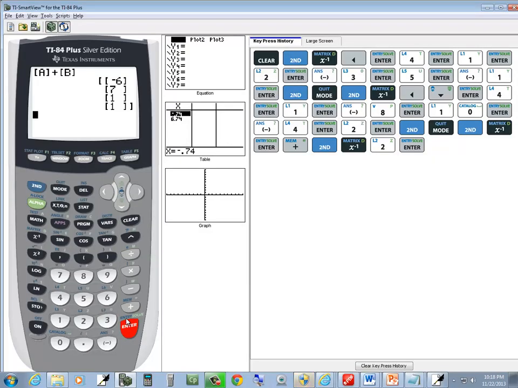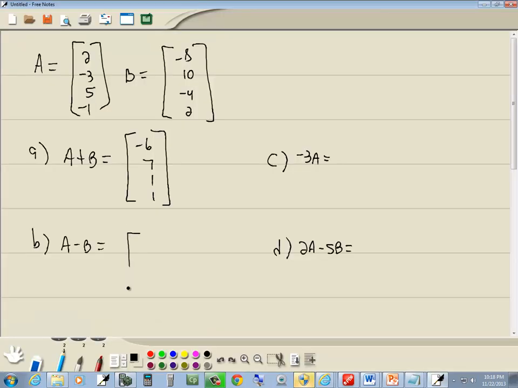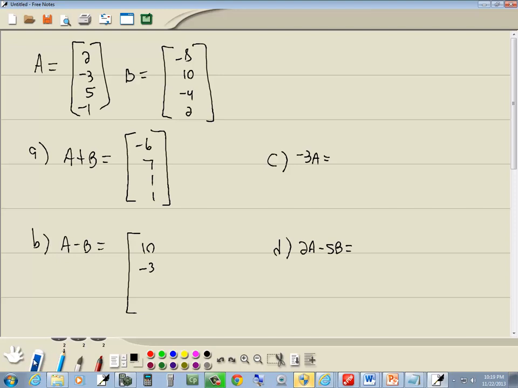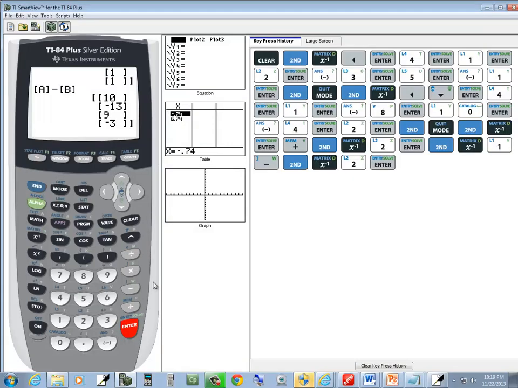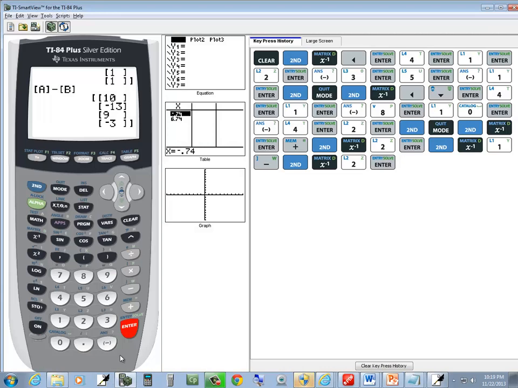Now A minus B. We'll do second x to negative 1, enter on A, minus second x to negative 1, choose B, enter. And we'll have 10, negative 3, 13. Try it again. 10, negative 13, 9, negative 3. And those are answers.